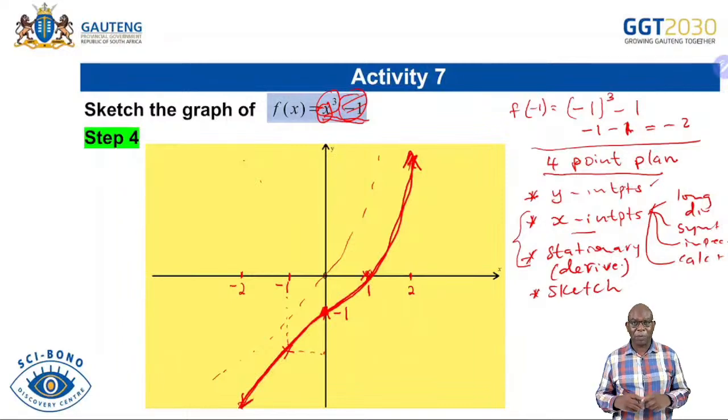Remember, if it's in a factorized form, you will not be able to derive. You need to first multiply it out all those 3 brackets, then you are able to derive. Because for you to get the stationary point, you need to derive.